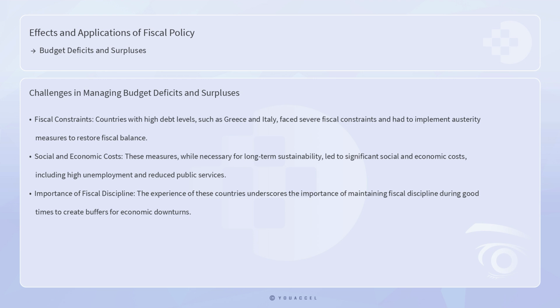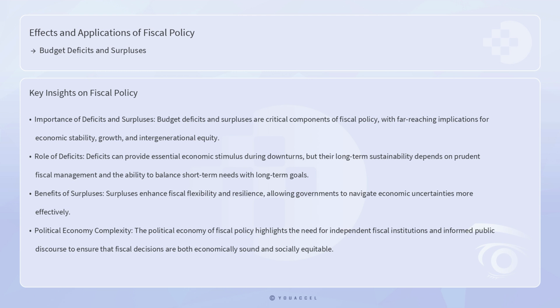economic downturns. In conclusion, budget deficits and surpluses are critical components of fiscal policy, with far-reaching implications for economic stability, growth, and intergenerational equity. While deficits can provide essential economic stimulus during downturns, their long-term sustainability depends on prudent fiscal management and the ability to balance short-term needs with long-term goals. Surpluses, on the other hand, enhance fiscal flexibility and resilience, allowing governments to navigate economic uncertainties more effectively.